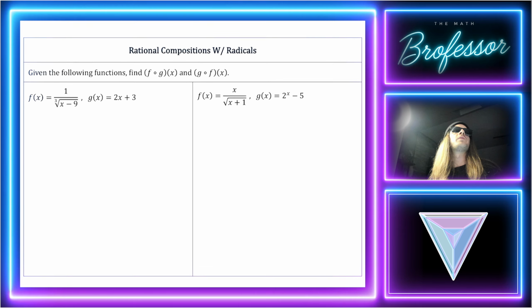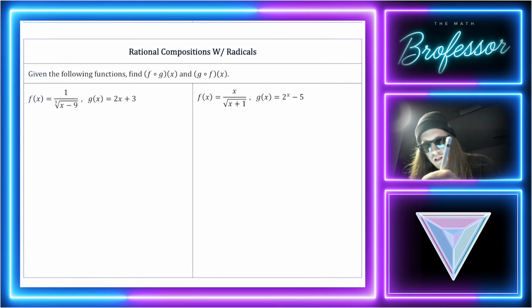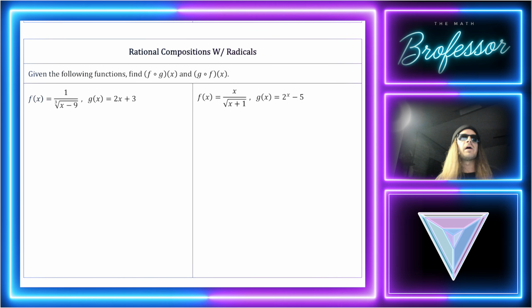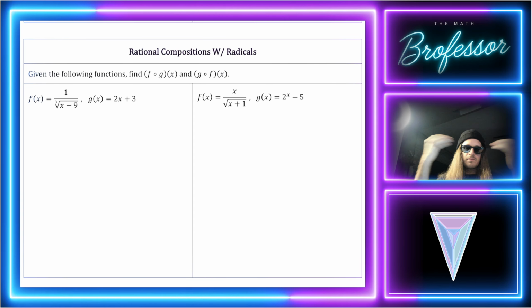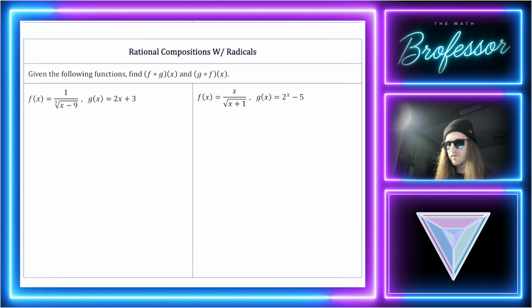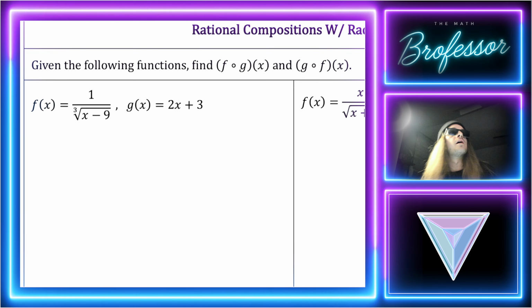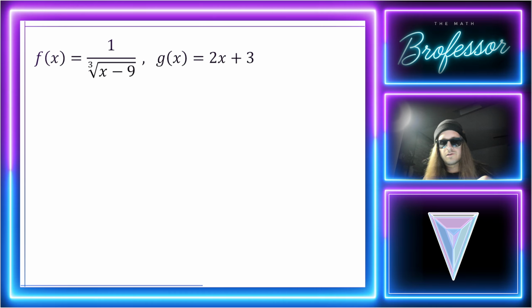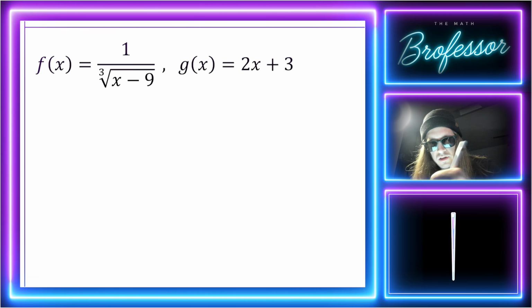All right, let's do it with rational compositions with radicals. Now, I get it. Some of you, these are technically not rational functions because of the roots, but I don't have a better word right now. Rational is used when you have basically a function divided by a function, but they have to be polynomials technically. Most of you probably have no idea what I'm saying, and that's okay. You don't have to know these things. Let's just do the algebra.